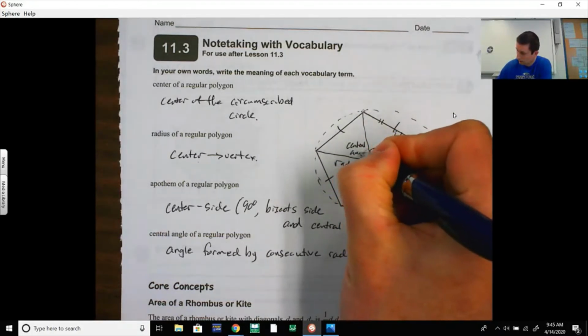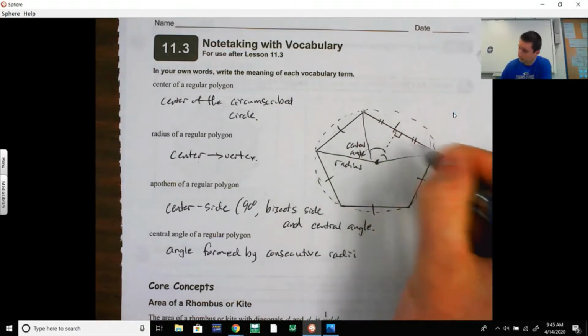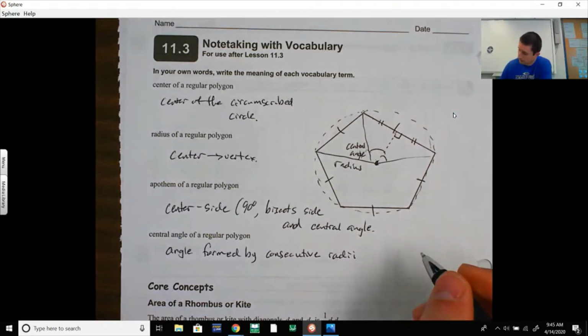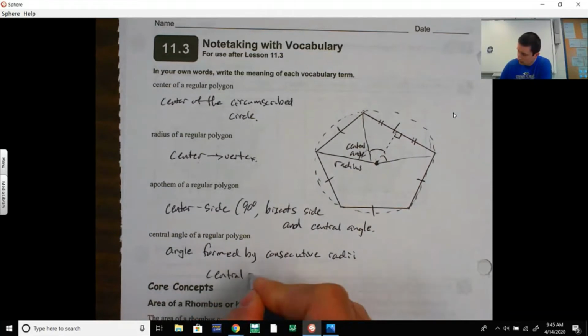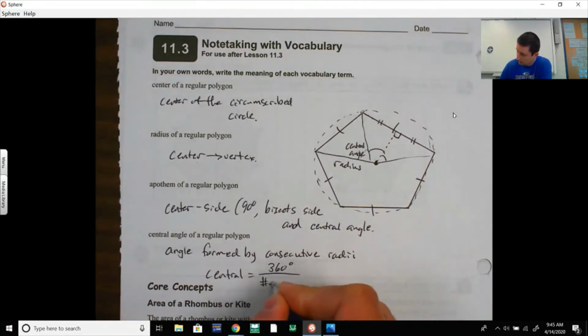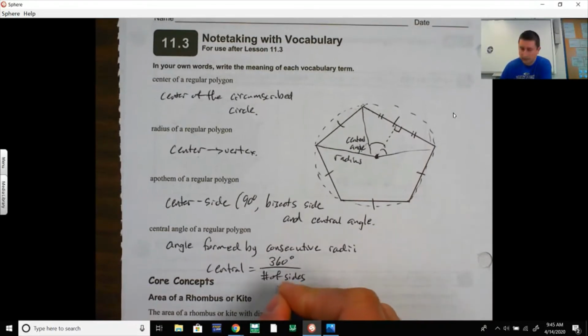The central angle would be right there. There would be 5 central angles. Okay, so the central angle, there's a formula for that. That's equal to 360 degrees divided by the number of sides. And later on, this is going to take the variable n. N is going to be the number of sides.